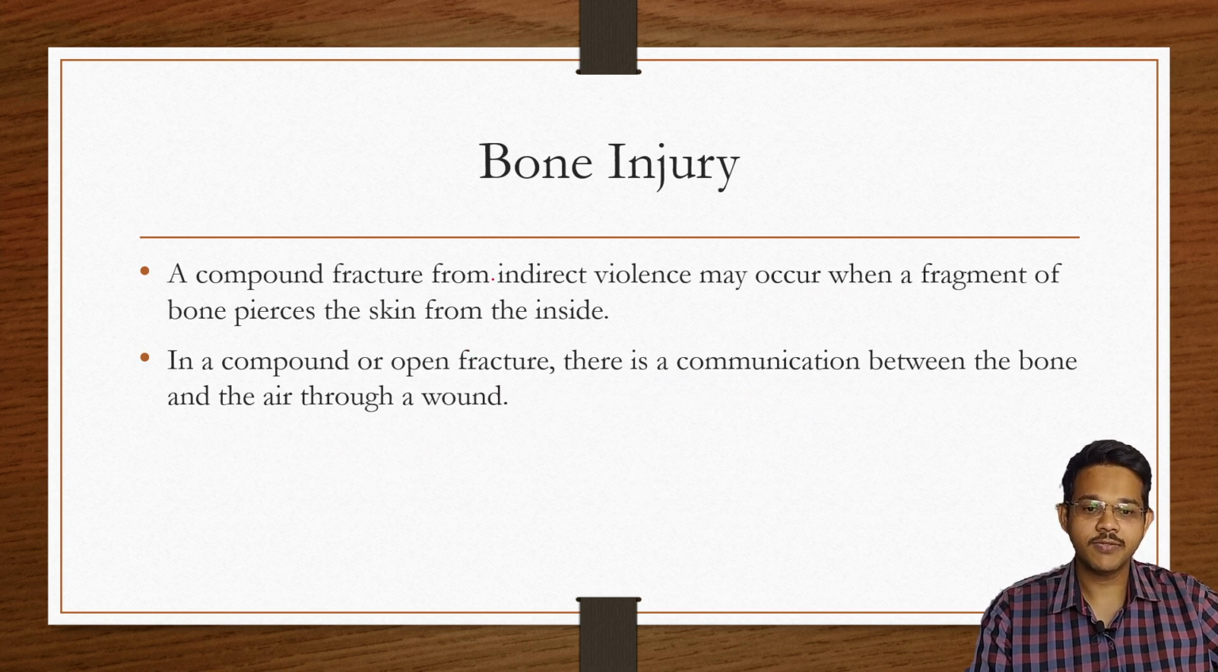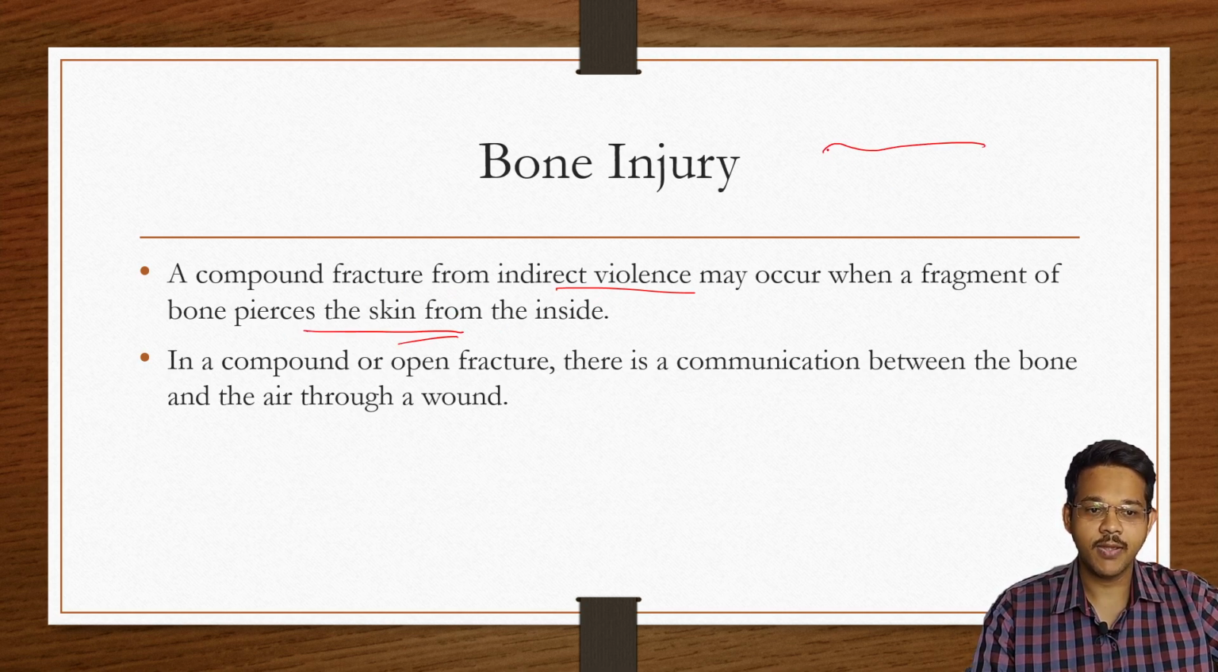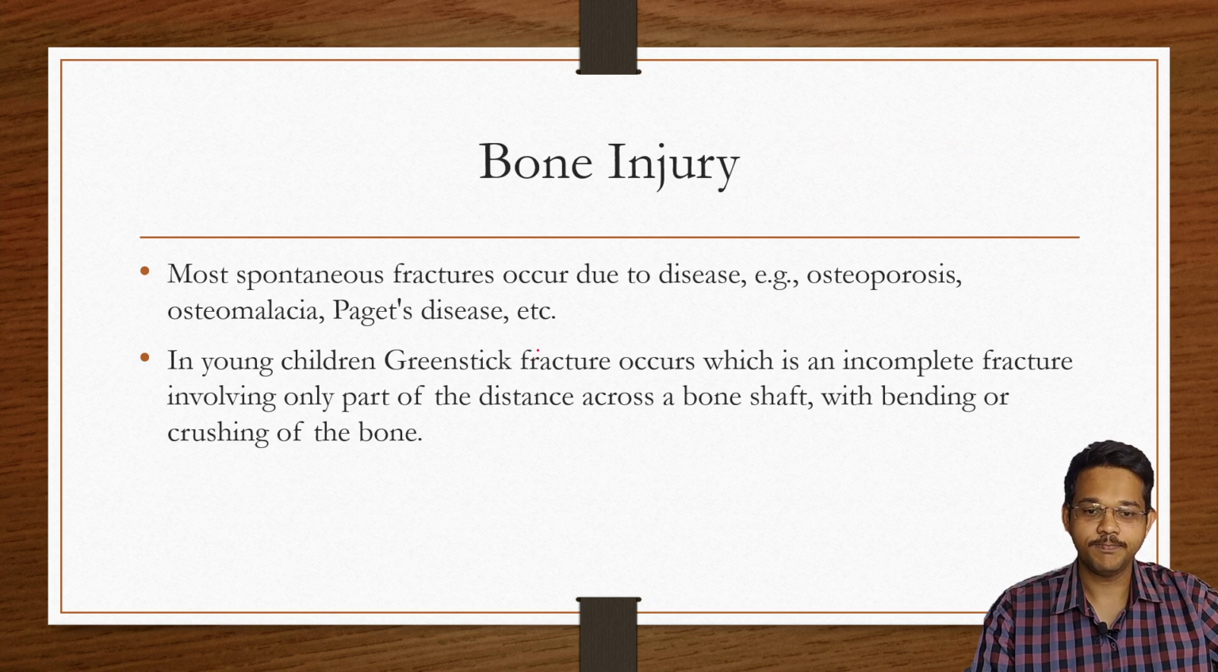A compound fracture is where, from indirect violence, a fragment of a bone pierces the skin from the inside. So whenever the underlying bone gets fractured, it may pierce the outer skin and may cause the compound fracture where the skin and bone are both involved. So the fractured part of the bone pierces the skin. In compound open fracture, there is communication between the bone and the air through the wound.